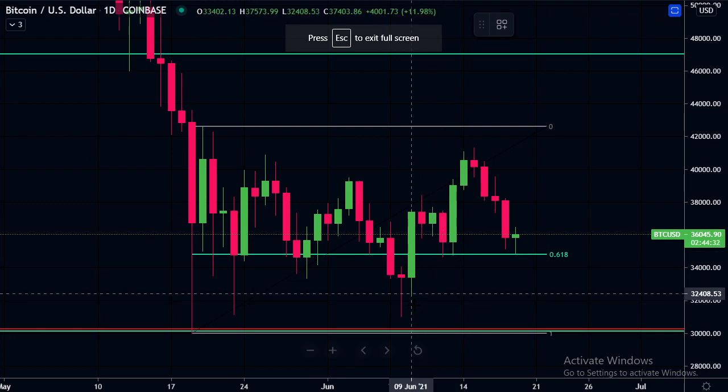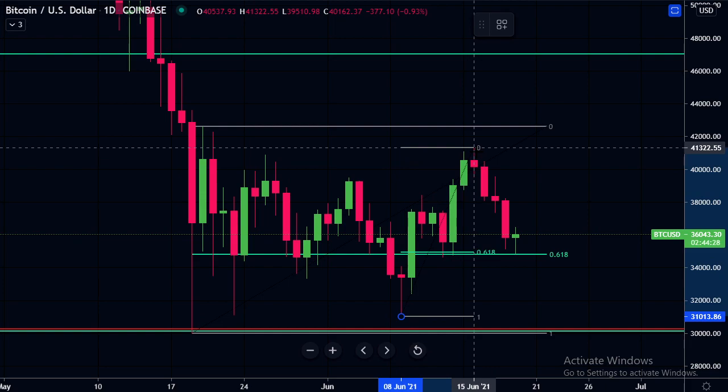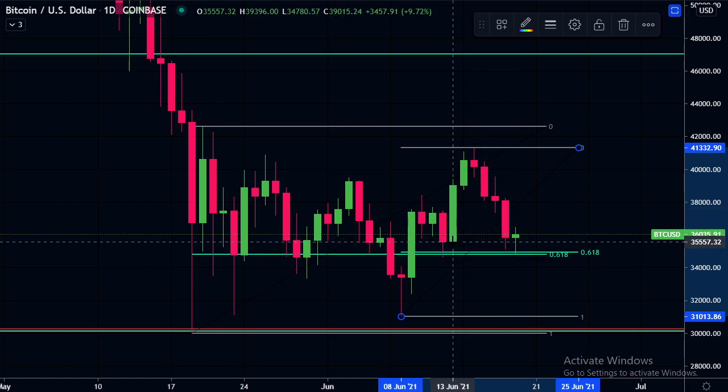We can also take a smaller fib retracement here from this low to the high up here, and we can see it pretty much lines up with the other golden pocket here. So it would be good to see Bitcoin get support here and hold it, and this would also be a higher low based on the previous low.